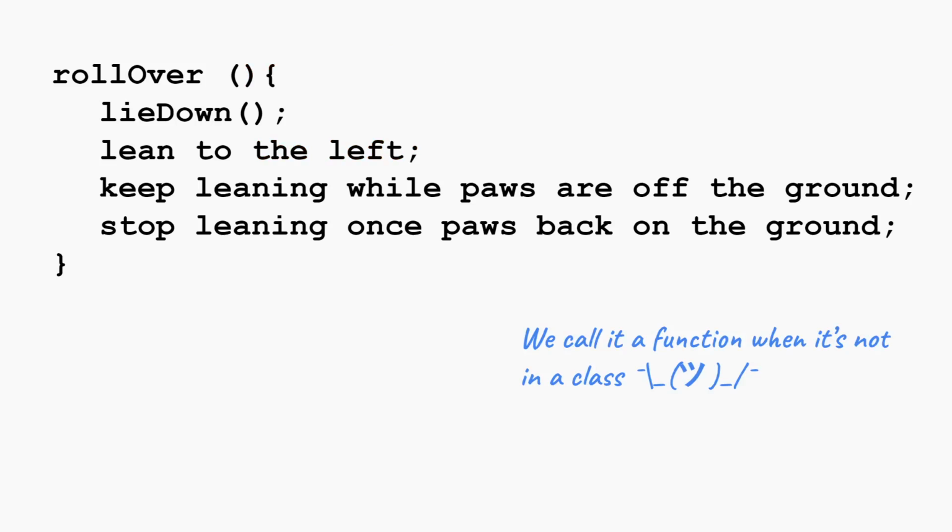So whereas our first definition of our rollover method said lie down, lean to the left, keep leaning while paws are off the ground, then stop leaning once the paws are back on the ground, maybe we want to add a bit of variation or the ability to tailor or customize this method or action. Here we've hard-coded into our method definition that rolling over means you should lie down and lean to the left, but our dogs could lean in different directions.